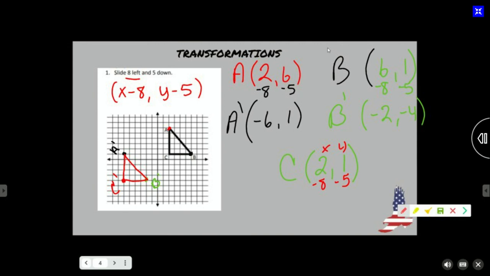Notice your image did not change at all. It didn't turn. It didn't get bigger. The shape didn't change. It didn't get smaller. All it did was slide down and left. Okay? A translation is a slide.